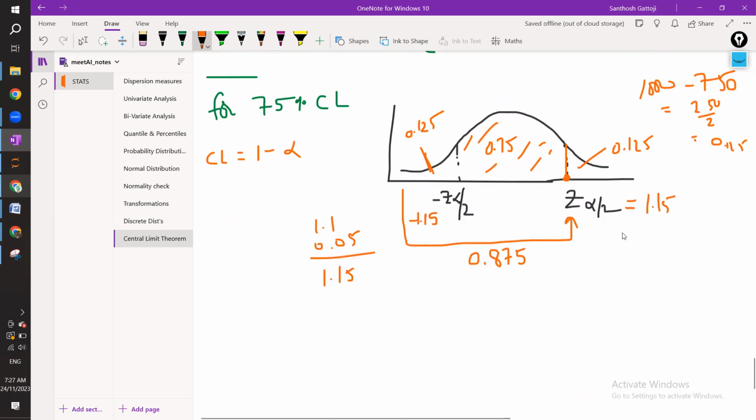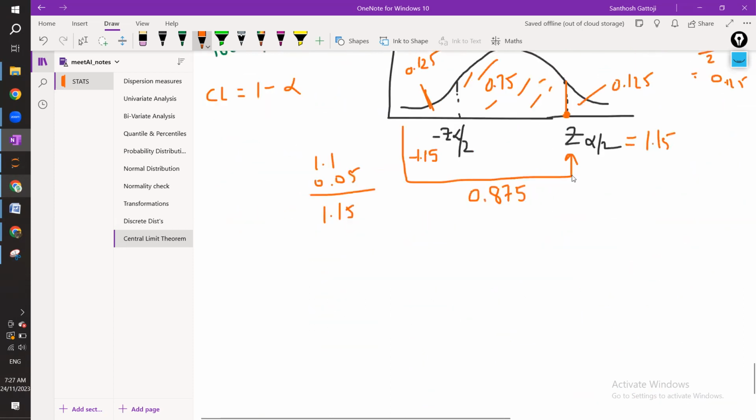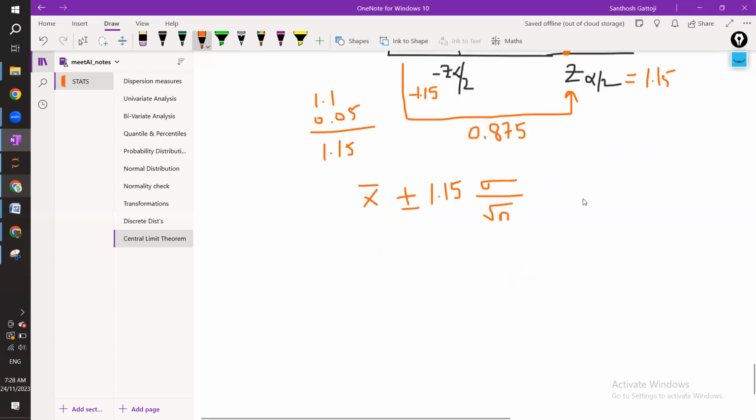Now if you see Z alpha by 2, my formula becomes X bar plus or minus 1.15 into rho by square root of n. Rho by square root of n. Clear? This is the confidence interval I am proposing at 75% confidence level.